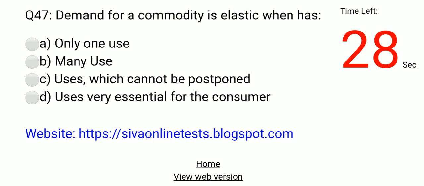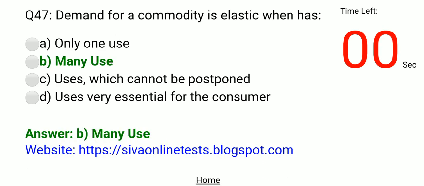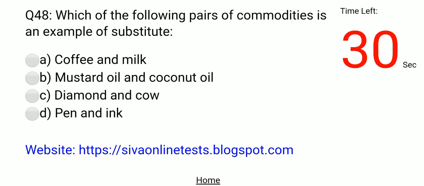Question 47. Demand for a commodity is elastic when it has. Options. A. Only one use. B. Many use. C. Uses, which cannot be postponed. D. Uses very essential for the consumer. Answer. B. Many use.